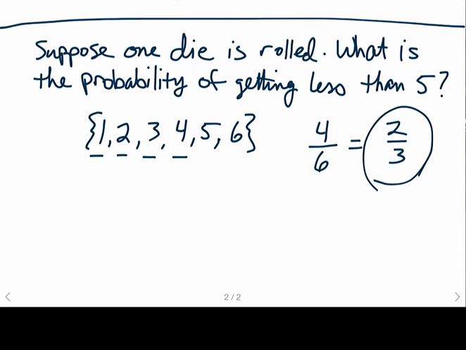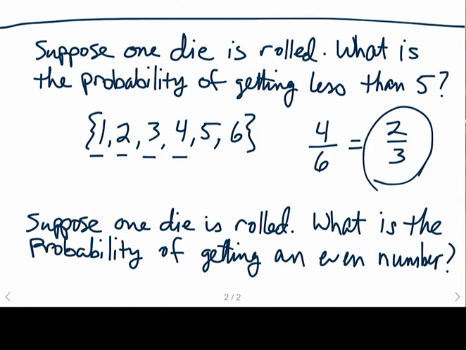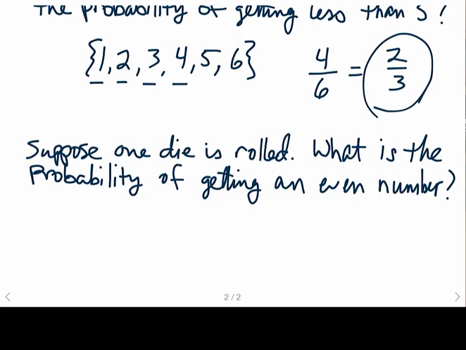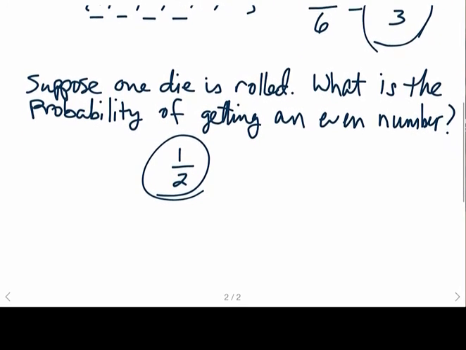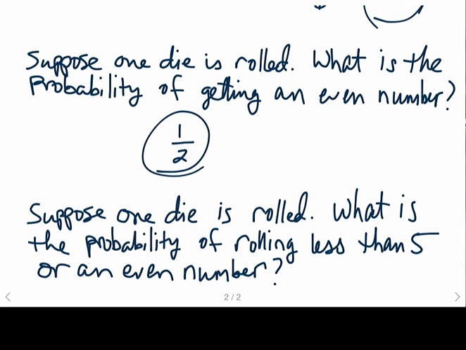Now suppose one die is rolled again. What's the probability of getting an even number? We've already mentioned that. It's going to be 1/2. And I'm only repeating that so that I can ramp it up just a little bit and consider rolling one die, and what's the probability of rolling something less than 5 or an even number.